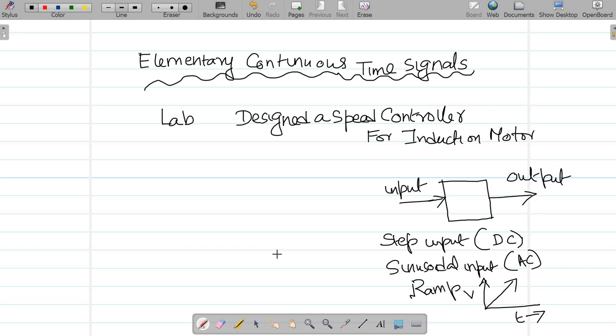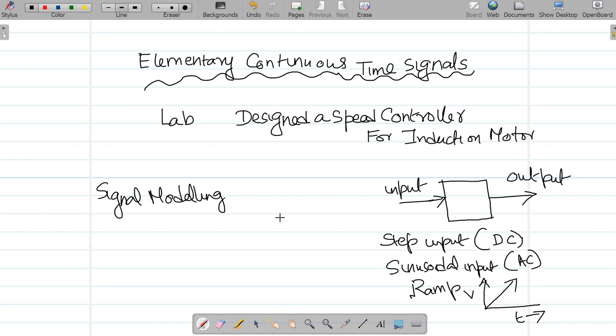So in signals and systems, it becomes imperative that we study how to model the step input and how to model the sinusoidal input. Modeling of these inputs is known as signal modeling. Signal modeling is nothing but finding some mathematical expression or an equation for each of the elementary signals. That is what is known as signal modeling.